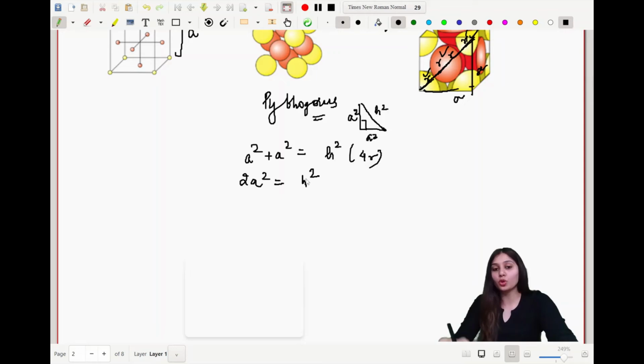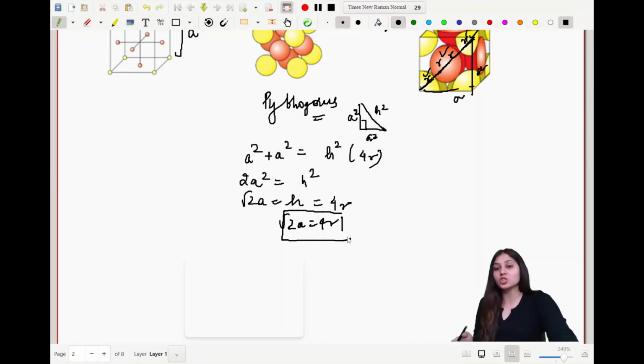We'll just take the root on both sides. We get root 2 a is equal to the hypotenuse, which is equal to 4r, which we already know. Now this root 2 a is equal to 4r is the relationship which we were actually looking for, and now we have the relationship between r and a, and we can apply this into our formula.